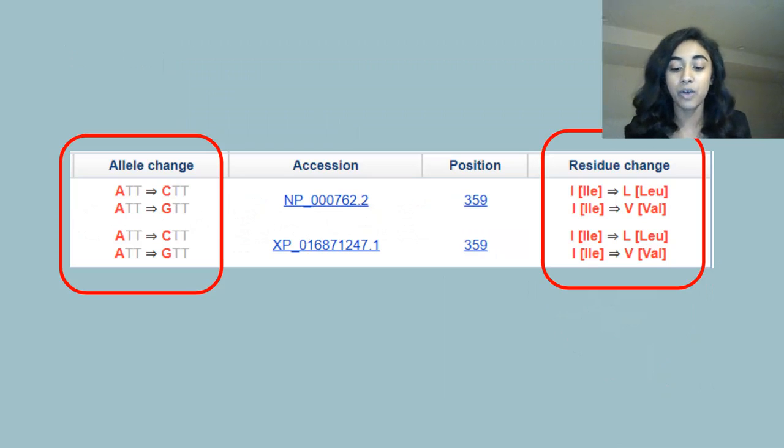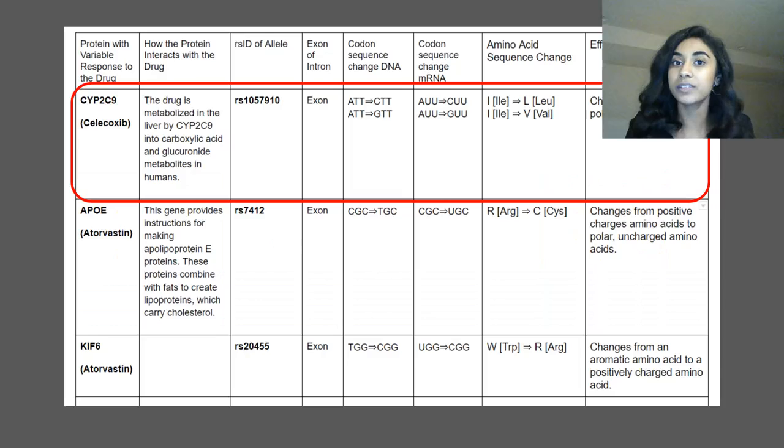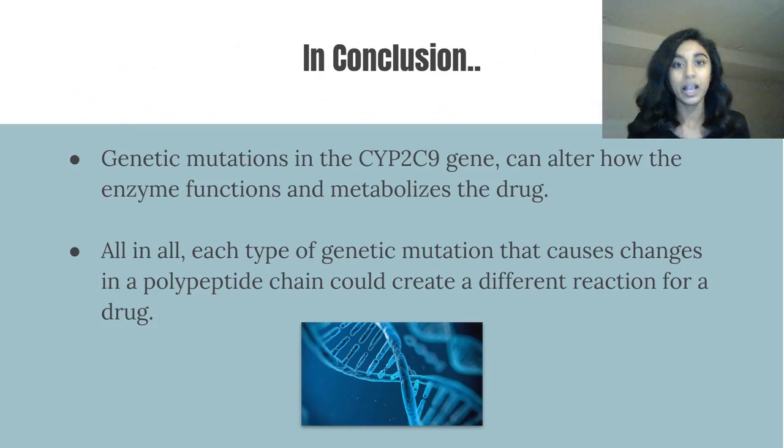The change in the codon resulted in a different amino acid being added to the polypeptide chain, as seen on the right. All of this information was charted and analyzed. After piecing together all of this information, it was concluded that for celecoxib, different genetic mutations in the CYP2C9 gene can alter how the enzyme functions and metabolizes the drug.